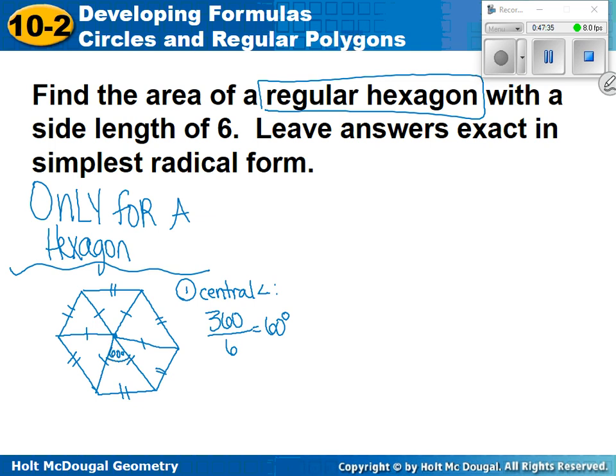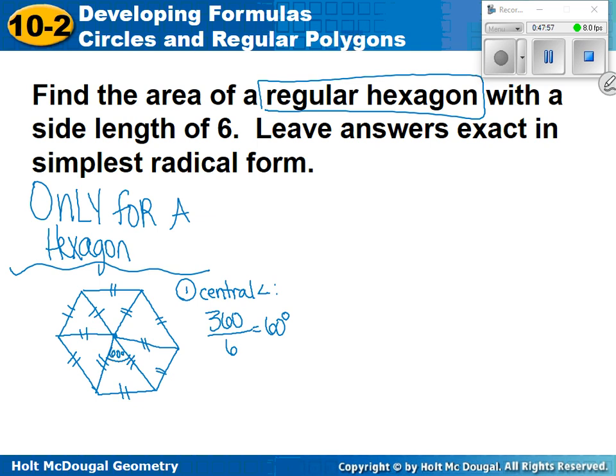Equiangular, which means it's also equilateral. That is only true for the hexagon. The pentagon, the octagon, the dodecagon, they're only going to be isosceles triangles. But the hexagon's special. The hexagon is actually going to end up being equilateral. So now all of the sides are equal.